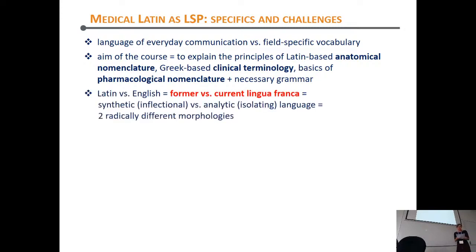Anyway, the teacher is faced with other challenges also that are related, of course, to the diversity of the individual study groups, which are by nature multicultural and therefore multilingual. Our main job is simply to explain medical terminology based on Latin, which is the former lingua franca, by means of English, which is the modern or current lingua franca. This obviously somewhat complicates the learning process, not least because of the fundamental typological difference between these two languages.